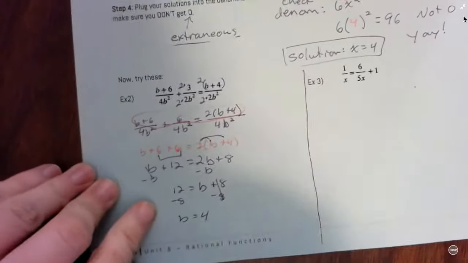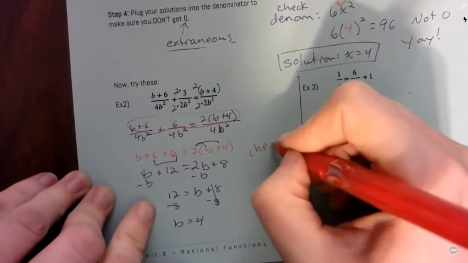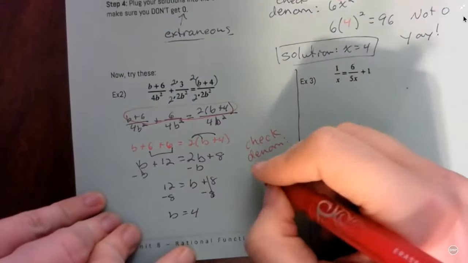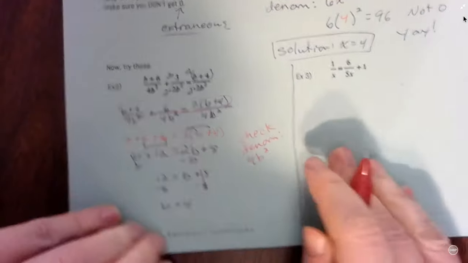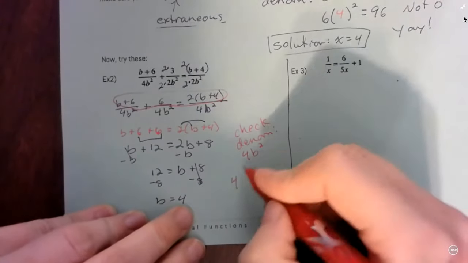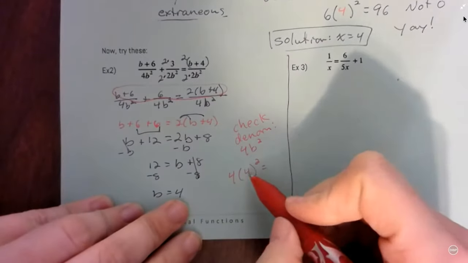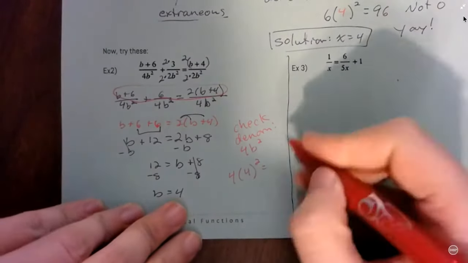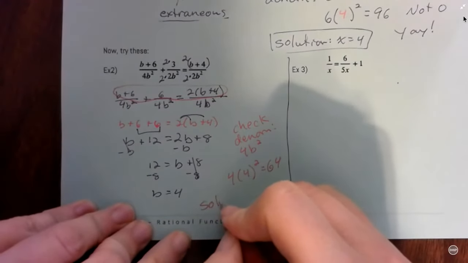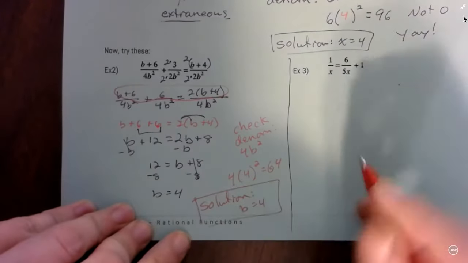Now remember, you're not done yet. You have to check that denominator. So check the denominator, which is 4b squared. So I'm going to take 4 and I'm going to plug 4 in for b. And 4 squared is 16 times 4 gives me 64, which is not 0. So my solution is b equals 4. Yay!